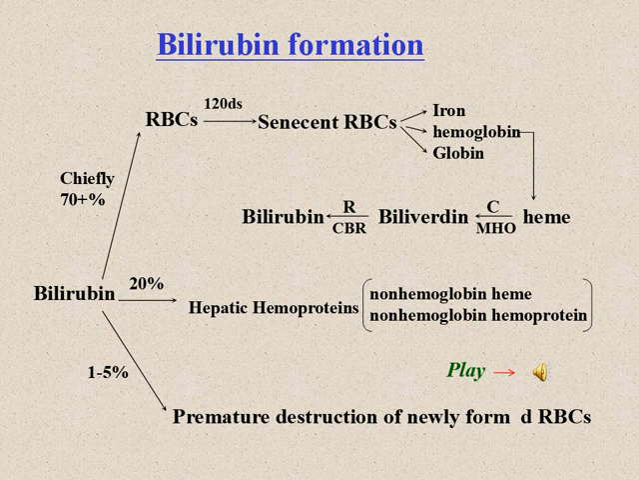About 20% of bilirubin comes from hepatic hemoprotein, that means non-hemoglobin heme and non-hemoglobin hemoprotein. And 1 to 5% of bilirubin comes from the premature destruction of newly formed RBCs. The major part of bilirubin comes from the destruction of mature RBCs, some 20% from the hepatic hemoprotein, and 1 to 5% from the premature destruction of newly formed RBCs.